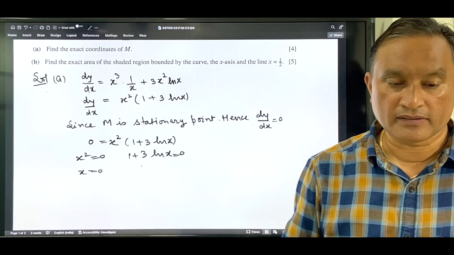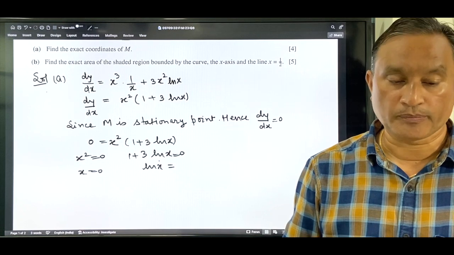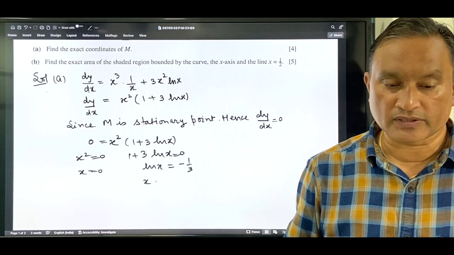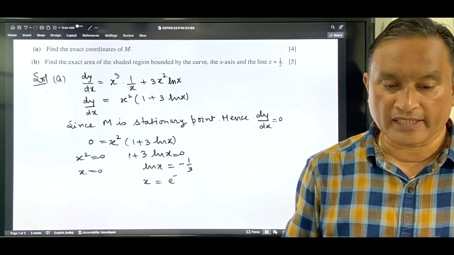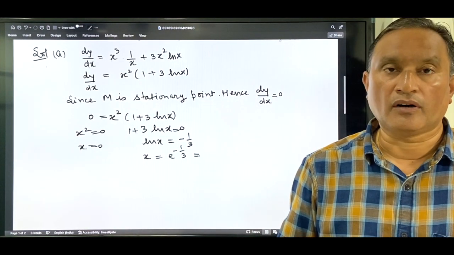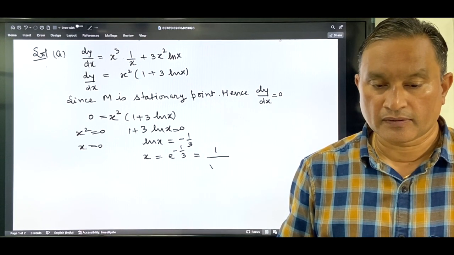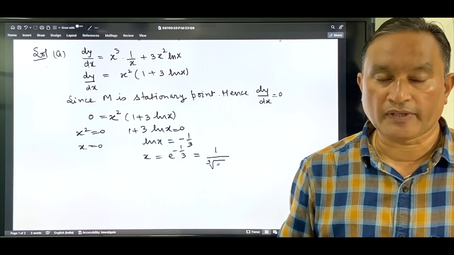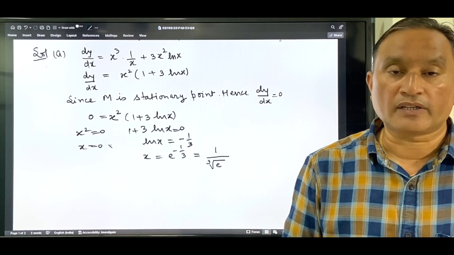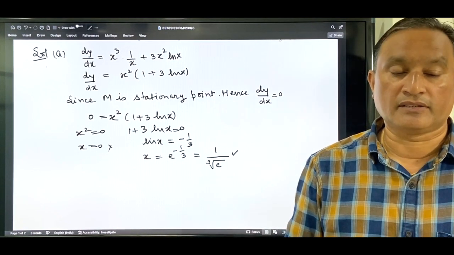So we can write here ln x equals minus 1/3, and therefore x equals e raised to the power minus 1/3. We can also write this as 1 upon the cube root of e. Now x equals 0 we cannot consider because this is out of the domain, so we will be considering this point.